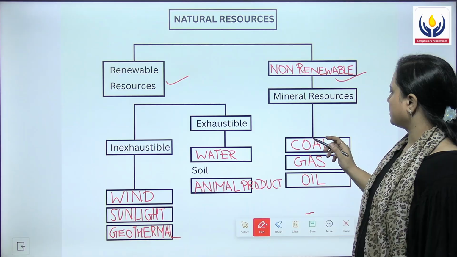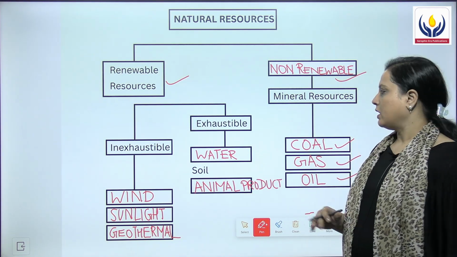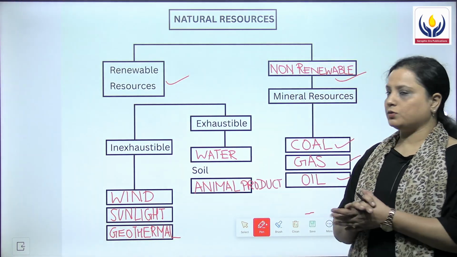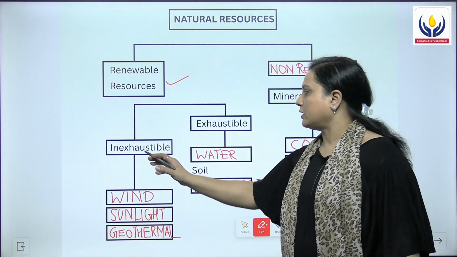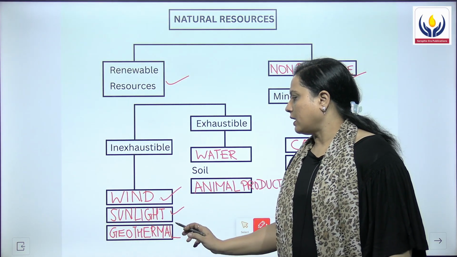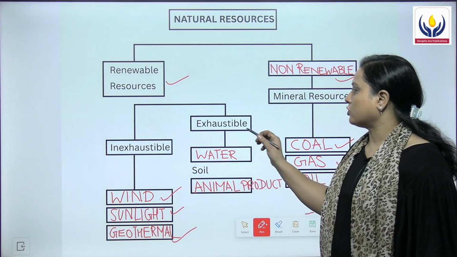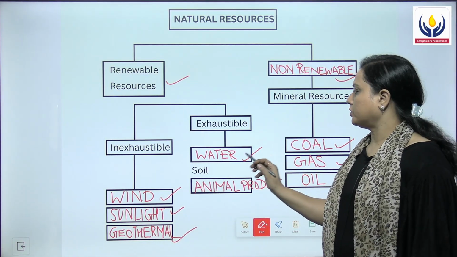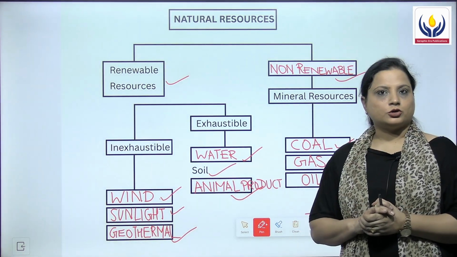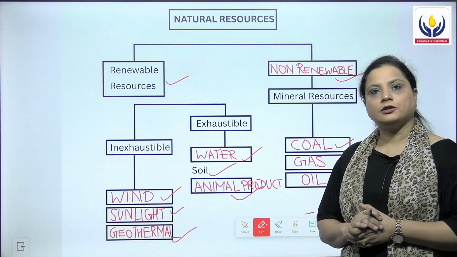We have mineral resources like coal, gas and oil, and then there are inexhaustible and exhaustible renewable resources. The inexhaustible renewable resources are wind, sunlight and the geothermal resources, whereas exhaustible resources are water, soil and animal product. So this was all about the table. I hope you have understood and filled the respective details in the table.